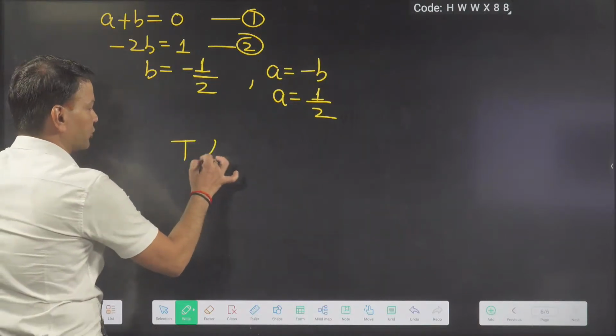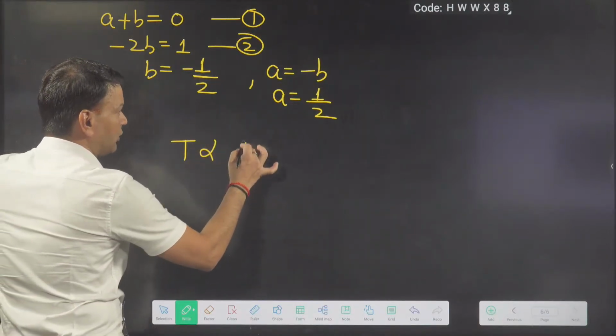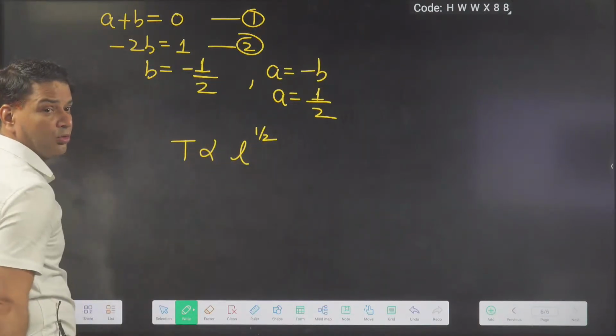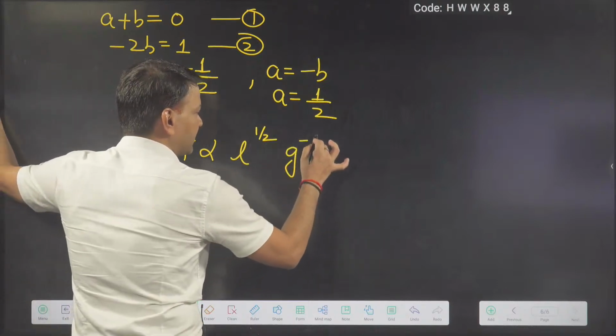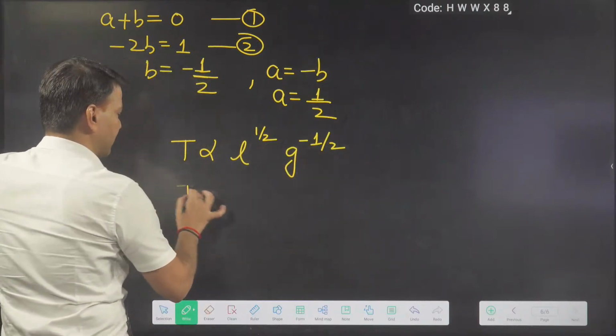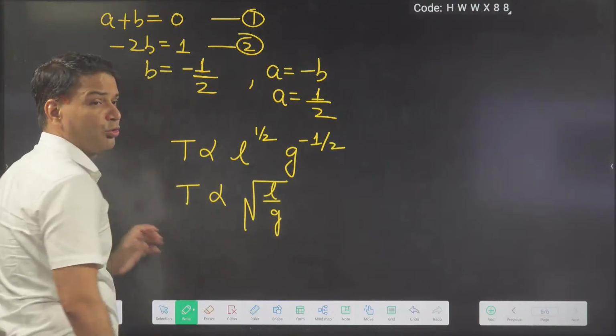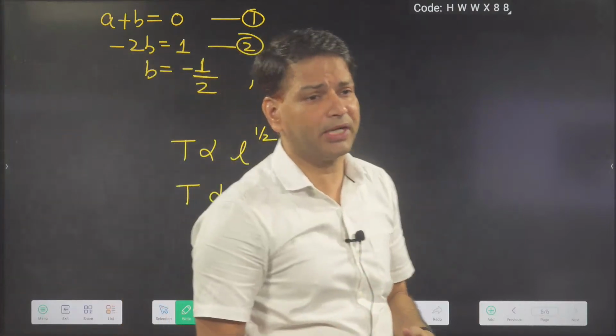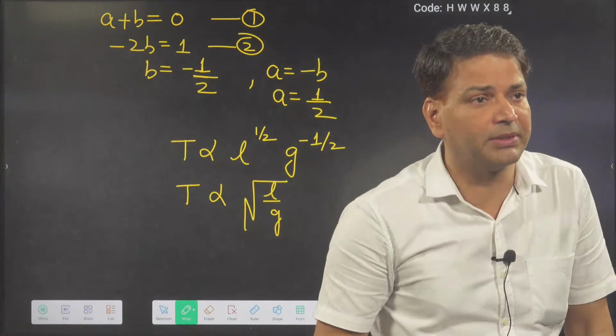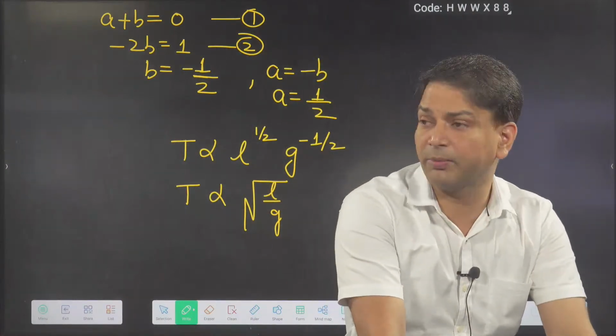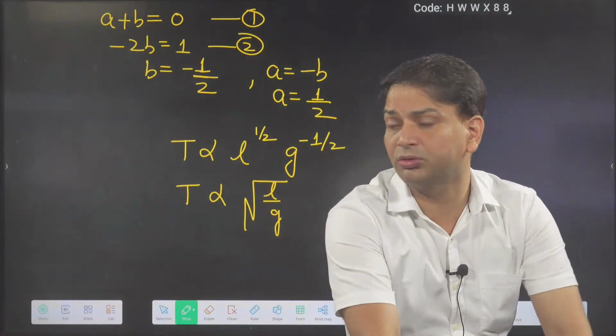Now what is the relation I got? T directly proportional to L to the power A, L to the power A means L to the power 1 by 2, and G to the power B means G to the power minus 1 by 2. Or I can say T is directly proportional to under root of L by G. So by this I got how the time period depends upon the L, and how it depends upon the G. I can say T is directly proportional to root L and T is inversely proportional to root G.